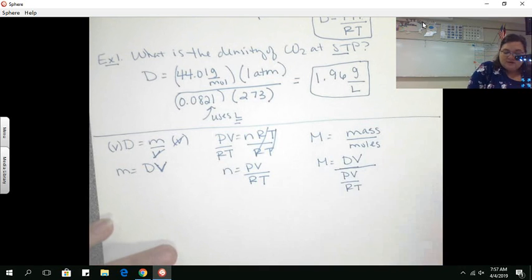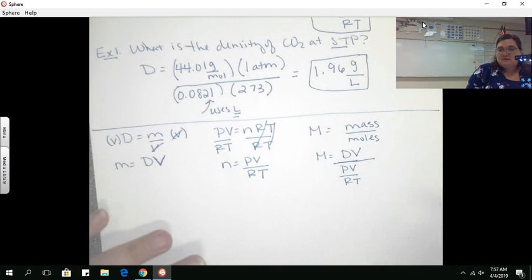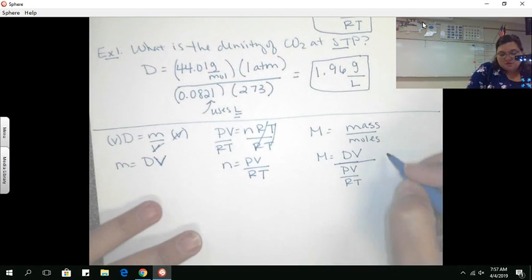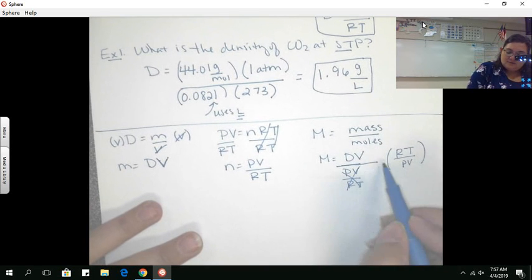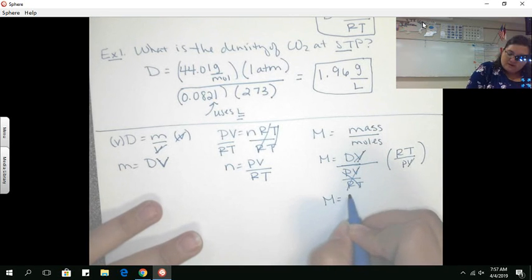Again, we have this complex fraction we need to simplify. So we're going to just multiply by the reciprocal, right? And then we're going to cancel. So we have a volume on the top and a volume on the bottom, so those cancel out. So we simplify that, we get dRT over P.